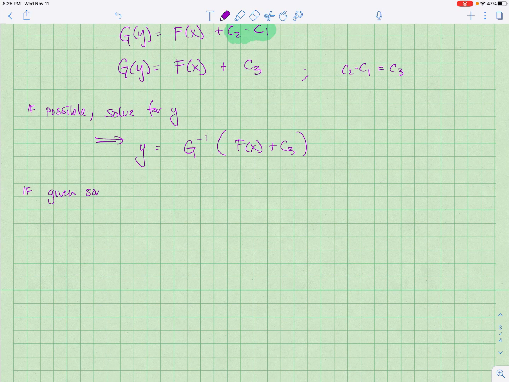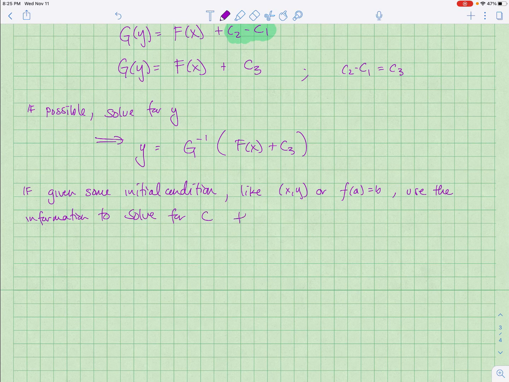And then once we're done, if given what's called some initial condition, as we used to do in Calc 2 and Calc 1, like an x-y ordered pair, or maybe I should say f of a equals b, use the information to solve for C, the arbitrary constant. And we'll do all of that stuff in the examples to come.